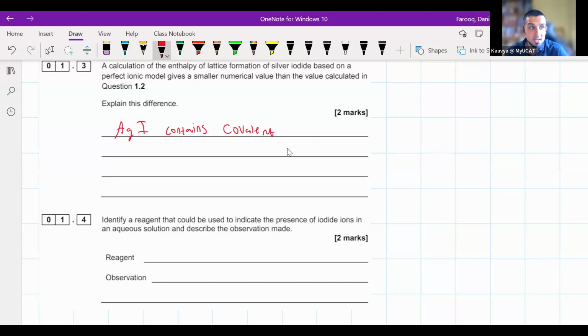So AgI contains covalent character. And that means that the forces and bonds are stronger. So the perfect ionic model gives a smaller value, and we have a larger value, so that means we are going to be stronger. The forces and bonds holding the lattice together are stronger.